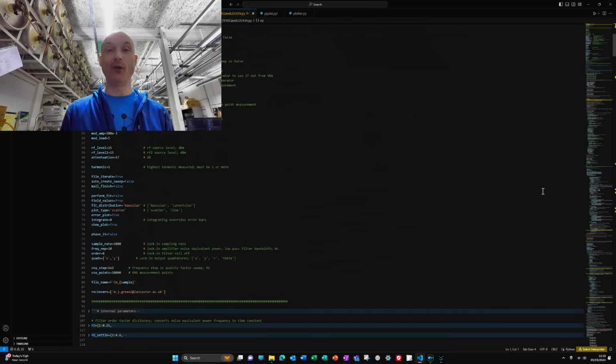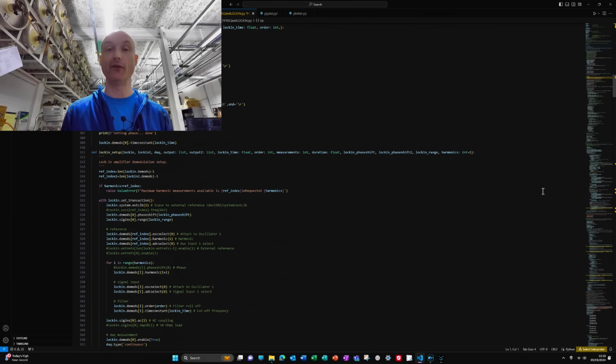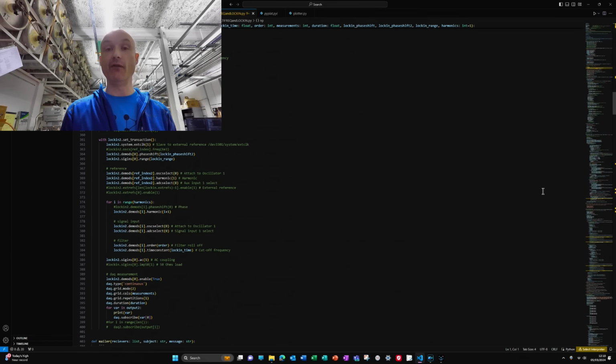So now we've gone through all the different parts that make up our spectrometer, and we're going to go through how it works and how we actually use it in practice. Now, all of our instruments are controlled using the computer and a combination of Python scripts, and we run a series of sweeps.